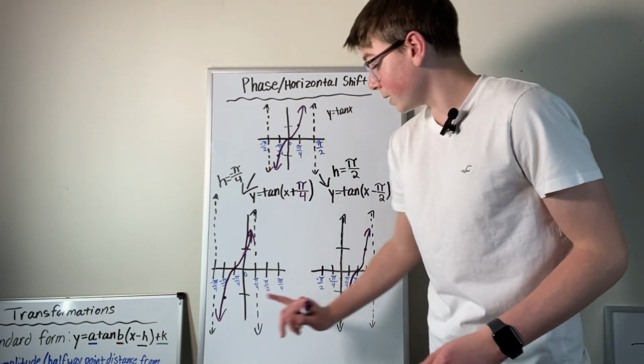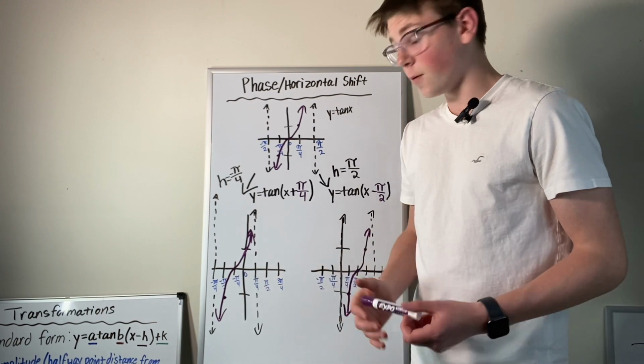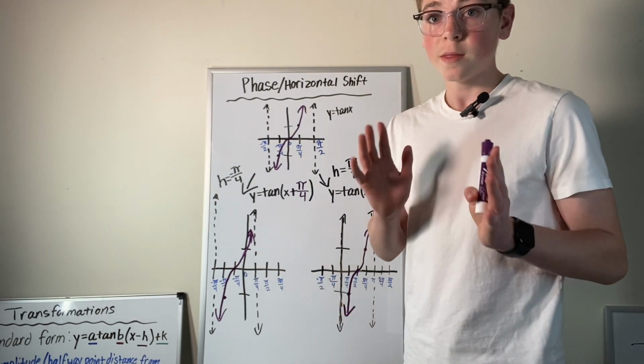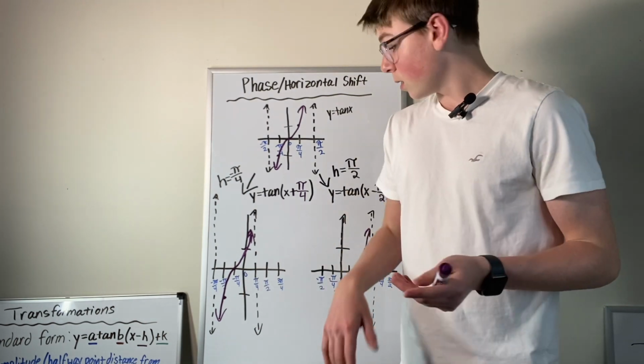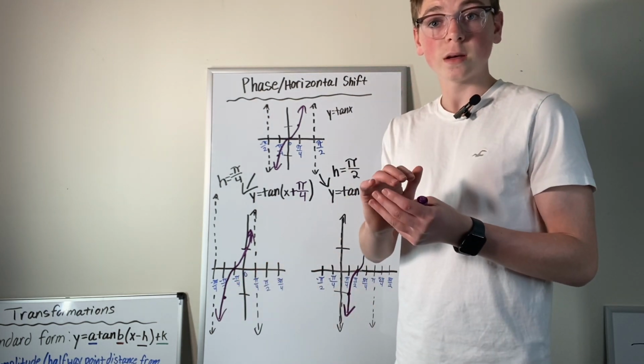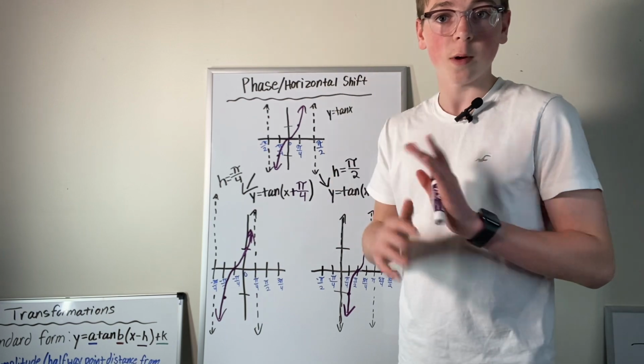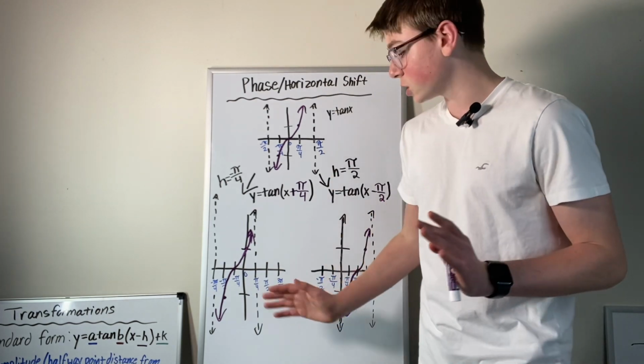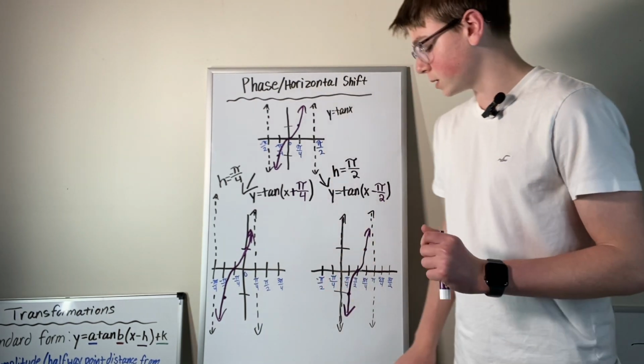And remember, our period is still the same. From negative 3 pi over 4 to pi over 4, that is still a period of pi. It is still from our middle point to the halfway points, you're only going up 1. Nothing really changed. You just shifted every point over pi over 4 to the left.